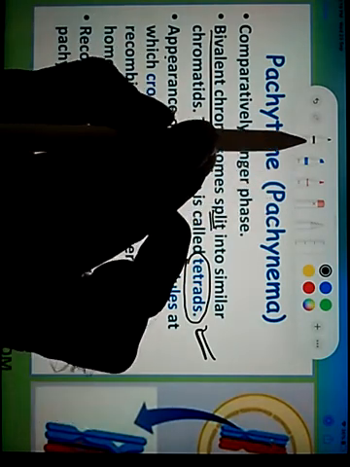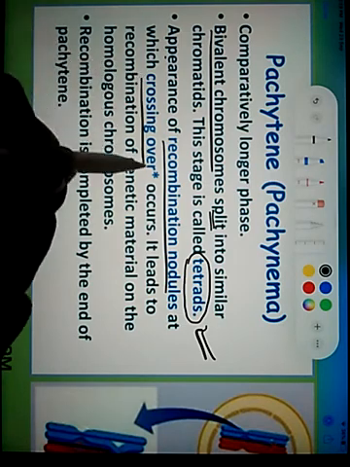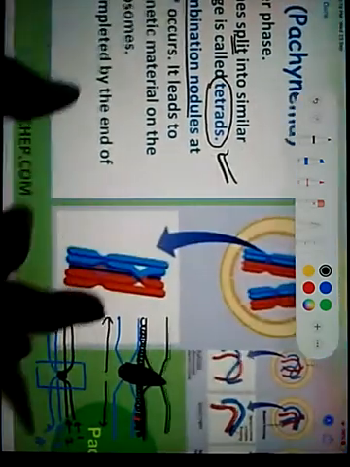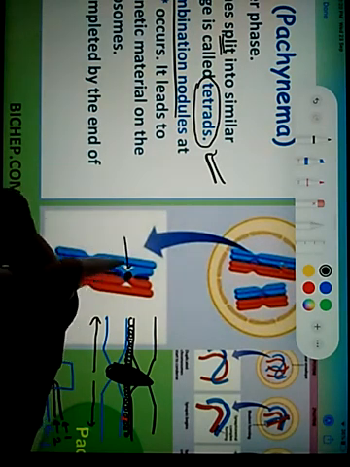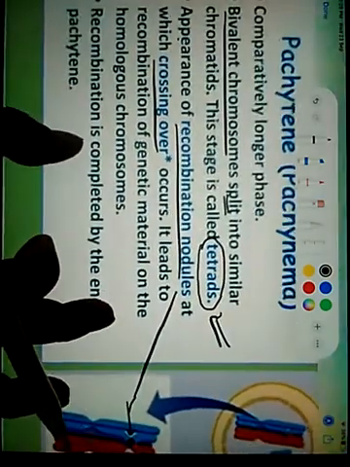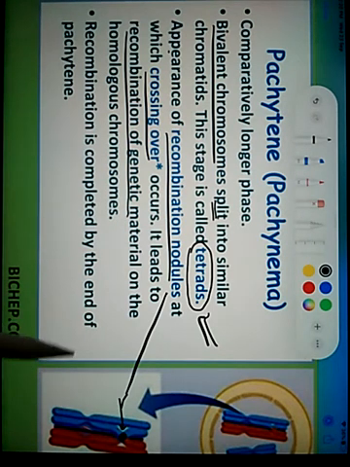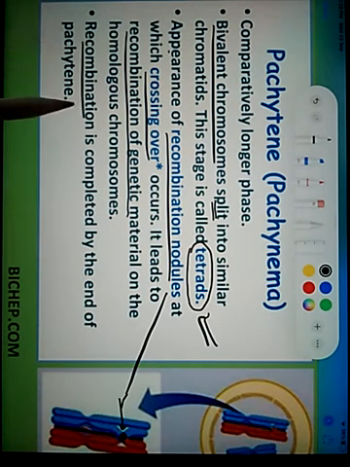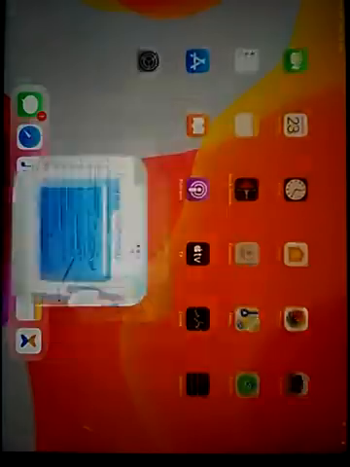Appearance of recombination nodule at the crossing over site. Recombination nodule is here. This part is called the recombination nodule, and it leads to recombination of genetic material. Exchange of genes is happening there. So recombination is completed by the end of Pachytene, right?